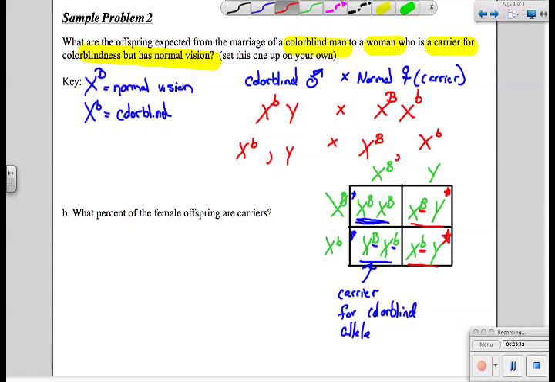So if I then go ahead and answer the question that's being asked of me, for part B, it says what percent of female offspring are carriers? Well, 50%. There are two female offspring, and of those female offspring, one is a carrier. So 1 out of 2, which equals 50% of those female offspring are carriers.